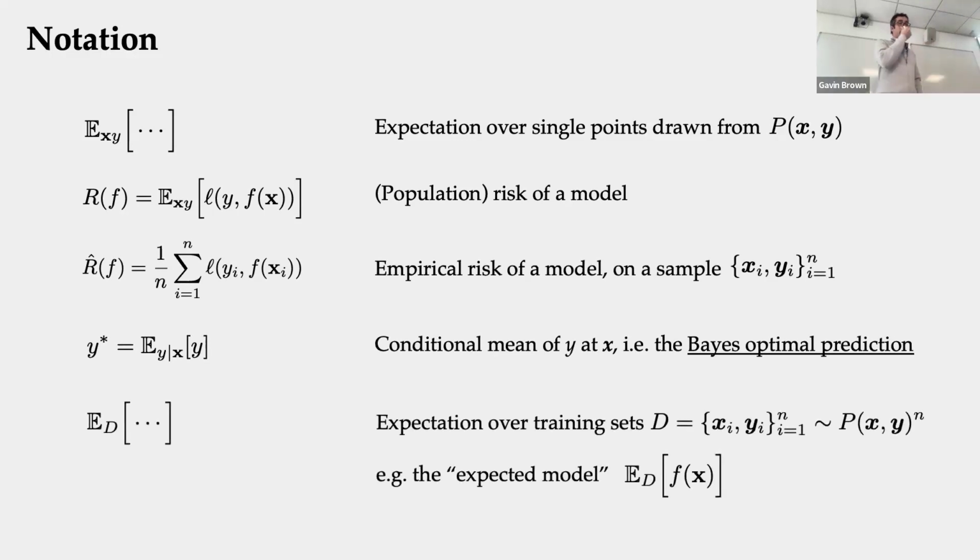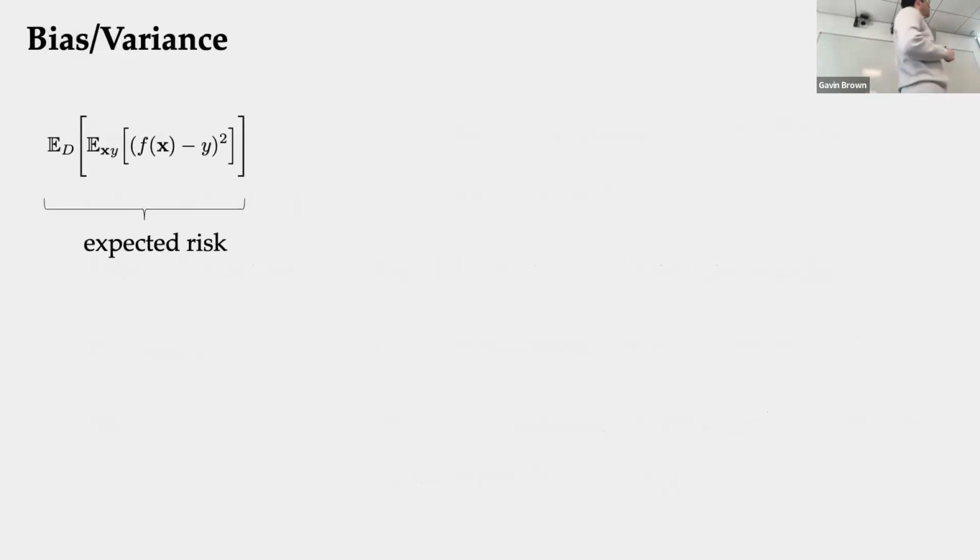We can also talk about a quantity, the expectation over training sets. So an average over possible training sets that we can supply to our model. And with that, we can talk about the expected model, or the average model that is going to come out of our procedure. Any questions at this point? Are we okay with this notation? Yeah, okay. So bias variance decomposition.